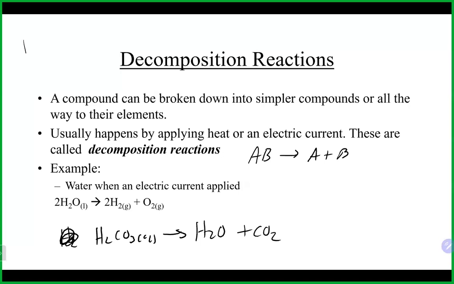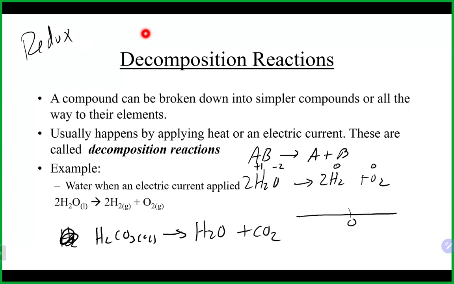These are still redox reactions. When you look at the water example, on water, hydrogen is +1 and oxygen is -2. On the products, it's 0 and 0. So when we break apart water, going in this direction, hydrogen starts at +1 and ends at 0, becoming more negative.